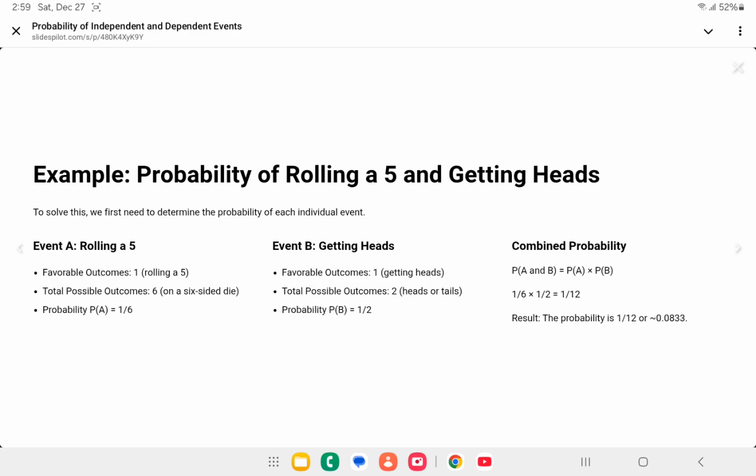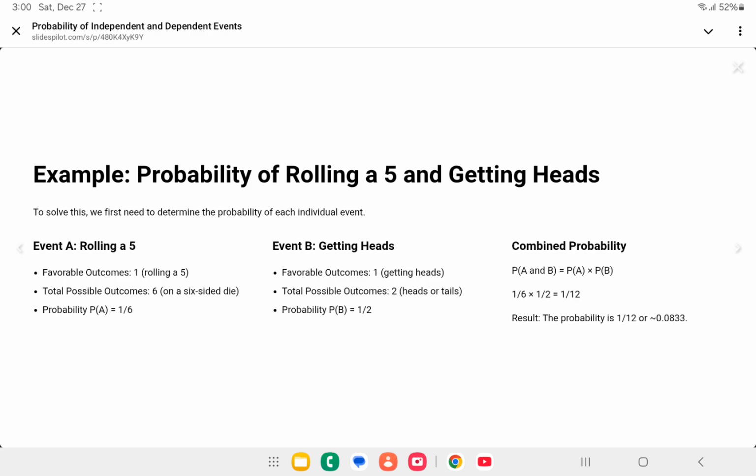The first thing we should do is write down the formula. But in order to use this formula, we need to know the probabilities of each event. If you watched the previous video, you should know that the probability of an event is equal to the total number of favorable outcomes divided by the total number of possible outcomes. For the first event, there is only one favored outcome, which is rolling a 5, and there are a total of 6 possible outcomes since we are rolling a 6-sided die. As a result, the probability of rolling a 5 is equal to 1 over 6.